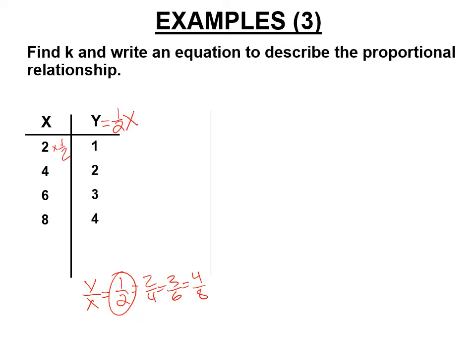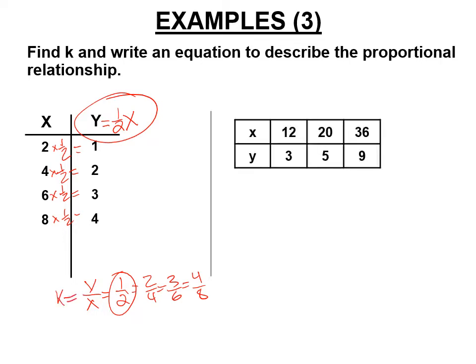2 times 1/2 equals 1. 4 times 1/2 equals 2, and so on. So you're taking the x coordinate and multiplying it by 1/2. The correct equation is y equals 1/2 x. K is 1/2, right? Y over x for K. So y over x for K.